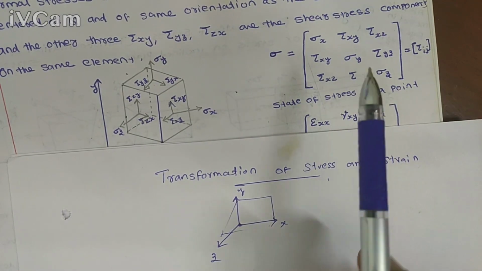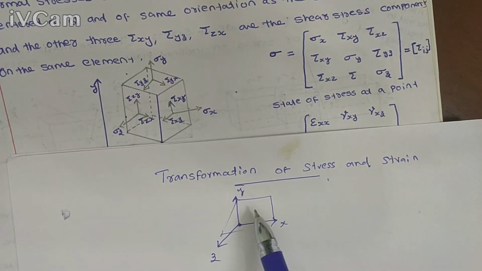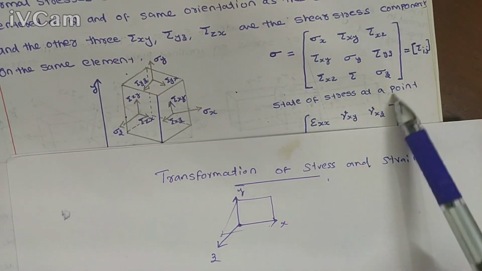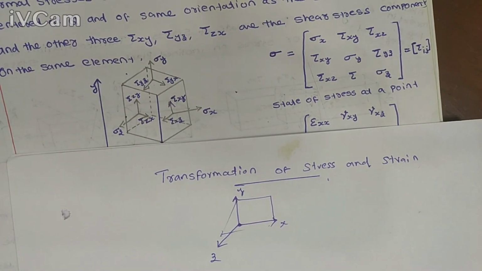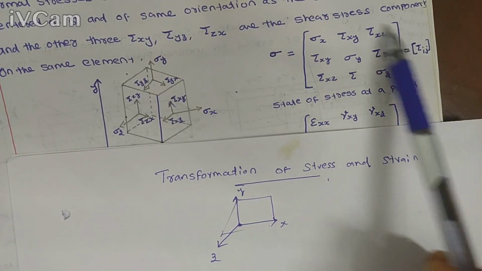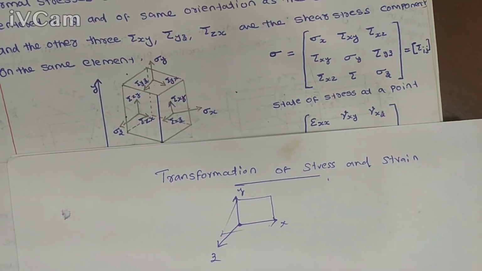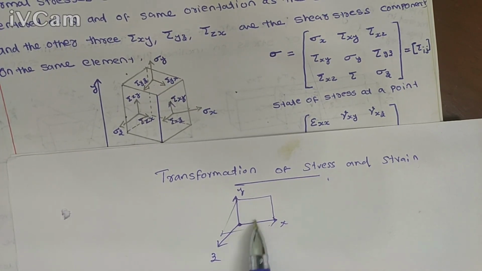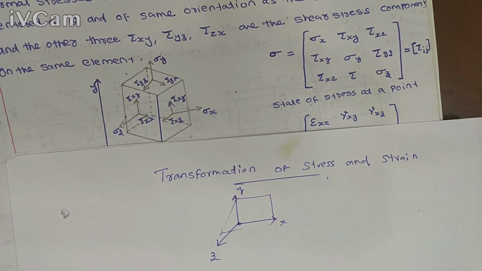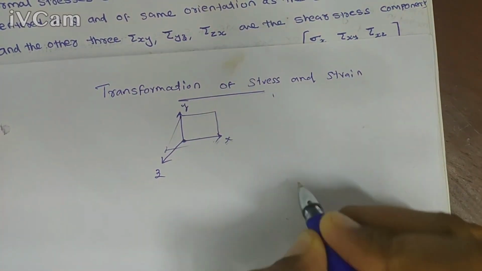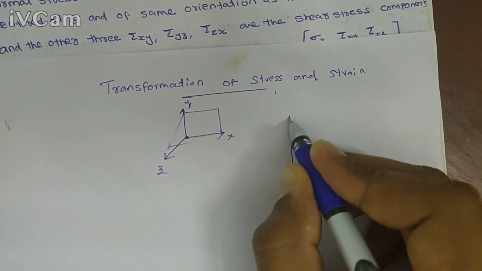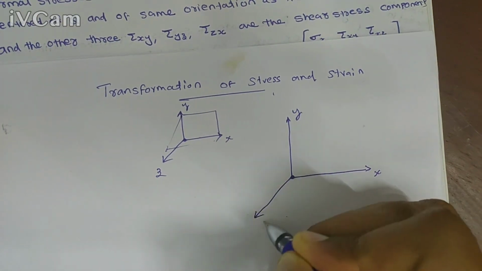In some situations we need to change these reference planes or reference axes. In that case, these 9 stress components will also change with respect to the change of reference plane and axis. Next, in this topic, we are going to find this change in stress components with respect to the change in reference planes. For example, this is my point. At that point, this is the x-axis, y, and this is my z-axis.